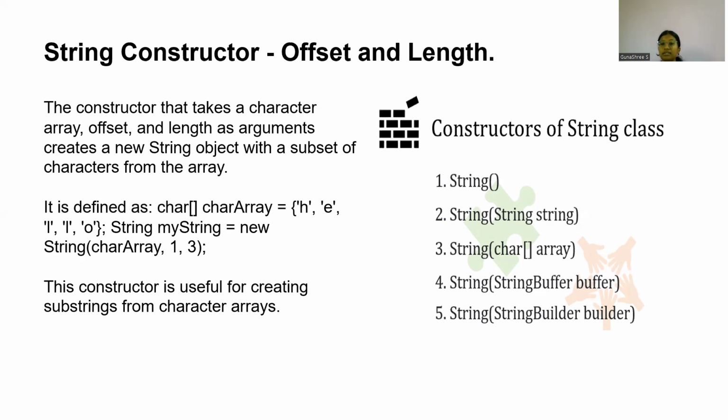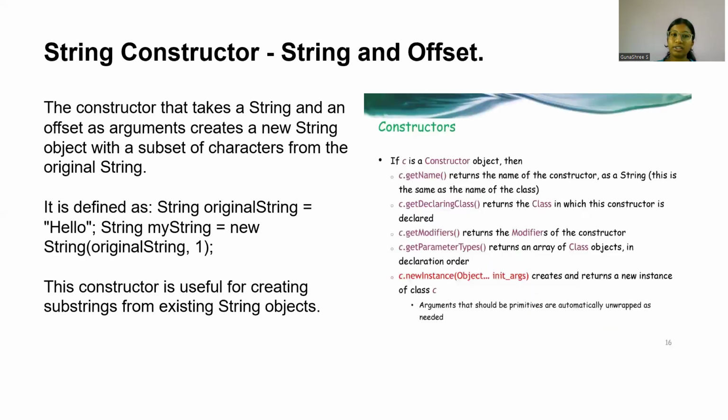So the string class constructors are string, string of char array, string buffer, and string builder. These were all the things which were discussed previously. Moving on to the string and offset constructor. Here it will take a string and an offset as an argument and will create a new string object with a subset of characters from the original string.